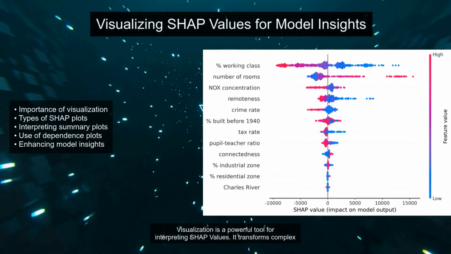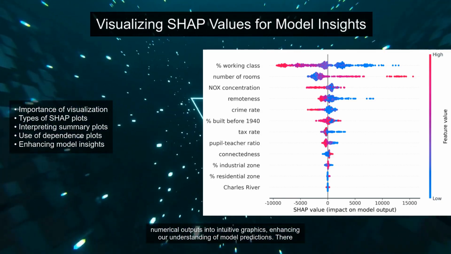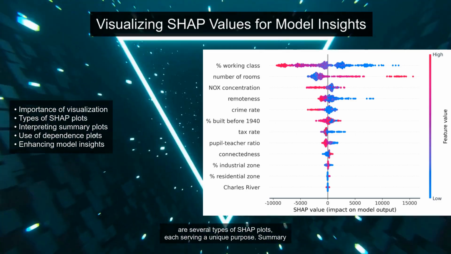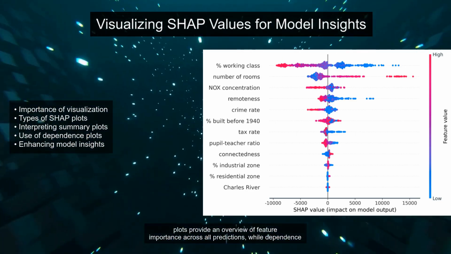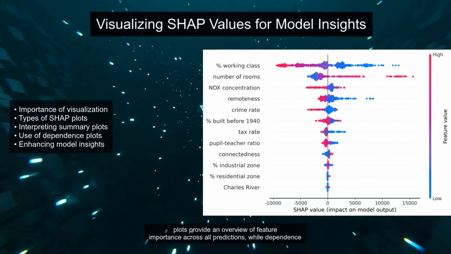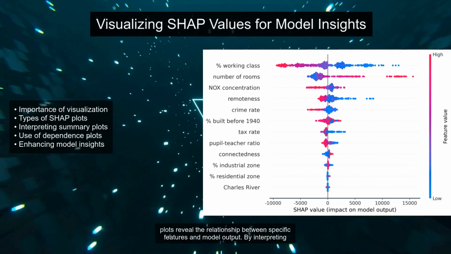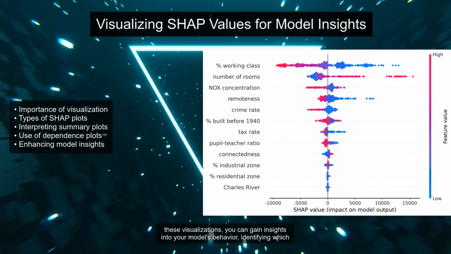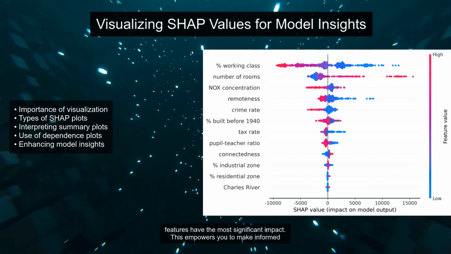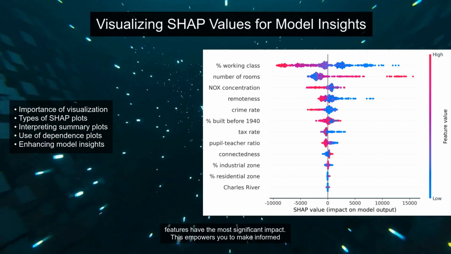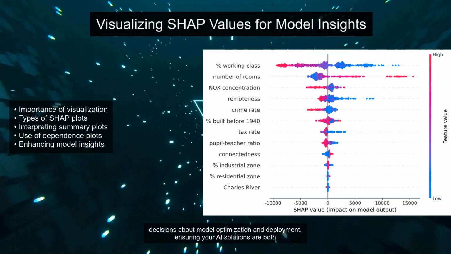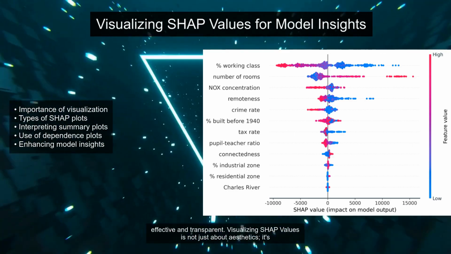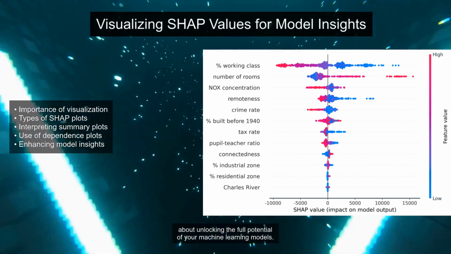Visualization is a powerful tool for interpreting SHAP values. It transforms complex numerical outputs into intuitive graphics, enhancing our understanding of model predictions. There are several types of SHAP plots, each serving a unique purpose. Summary plots provide an overview of feature importance across all predictions, while dependence plots reveal the relationship between specific features and model output. By interpreting these visualizations, you can gain insights into your model's behavior, identifying which features have the most significant impact. This empowers you to make informed decisions about model optimization and deployment, ensuring your AI solutions are both effective and transparent.